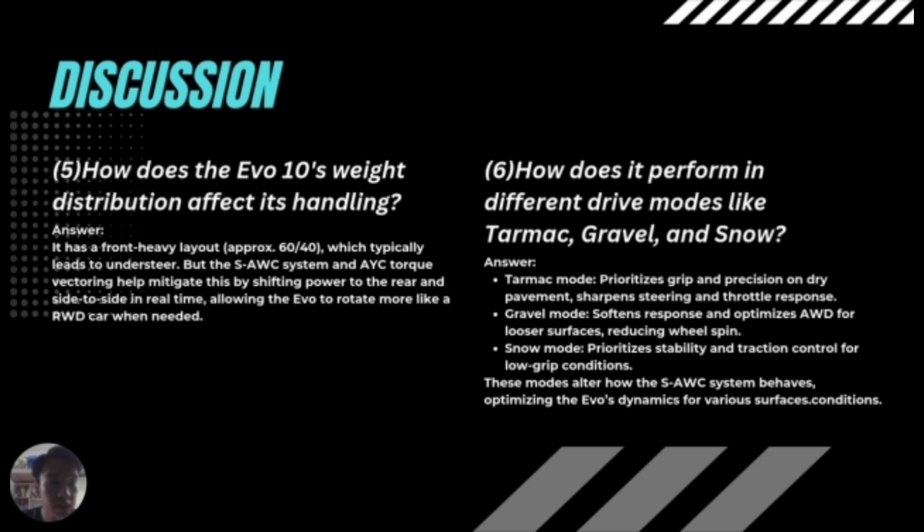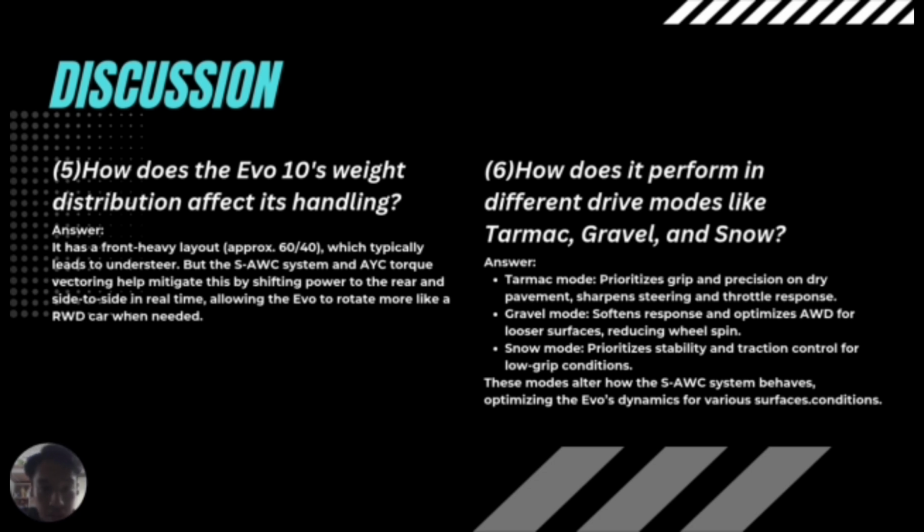For the next question: how does the Evo 10's weight distribution affect its handling? The answer is it has a front-heavy layout, approximately 60/40, which typically leads to understeer. But the SAWC system and AYC torque vectoring help mitigate this by shifting power to the rear and side to side in real time, allowing the Evo to rotate more like a rear-wheel-drive car when needed.